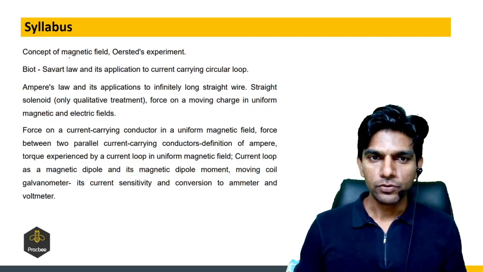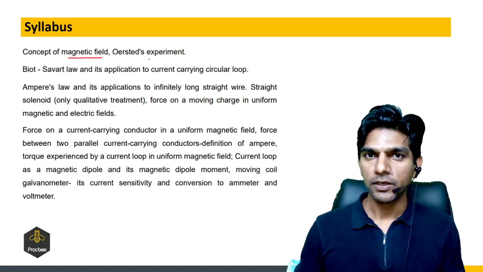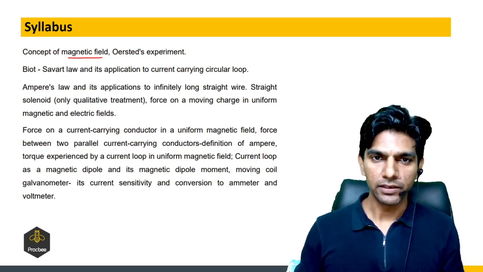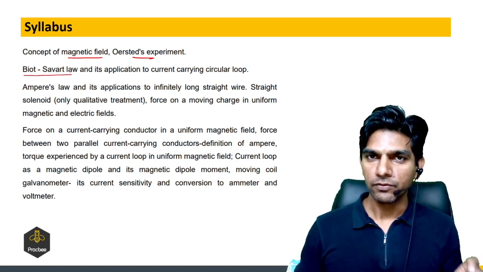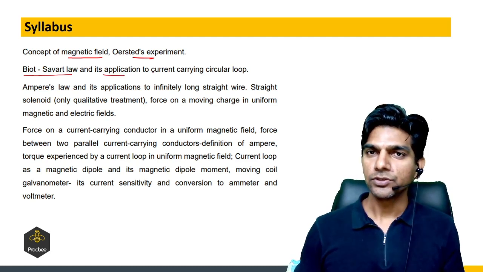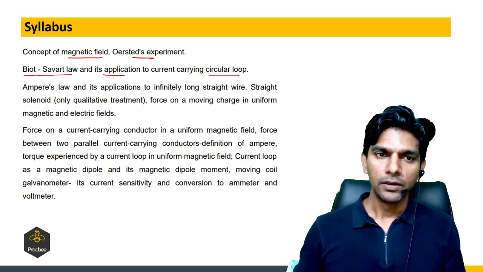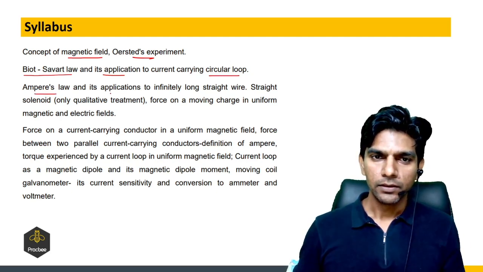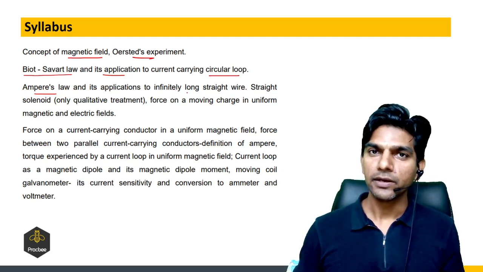So first we'll go through the magnetic field and then the Oersted experiment, and with this experiment we come across that if there is a current carrying conductor, it produces magnetic field. Then Biot-Savart law, with the help of Biot-Savart law, we can find magnetic field via the current element. And we have to also study the application of Biot-Savart law to find magnetic field produced by a current carrying loop. Then Ampere's law, with the help of Ampere's law, again we can find magnetic field. Its application to find the magnetic field produced by an infinite current carrying conductor.